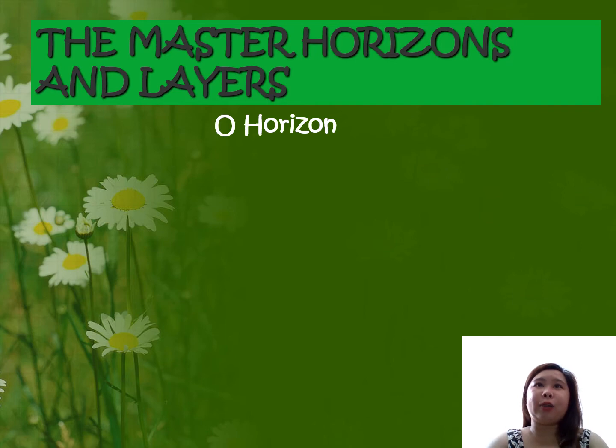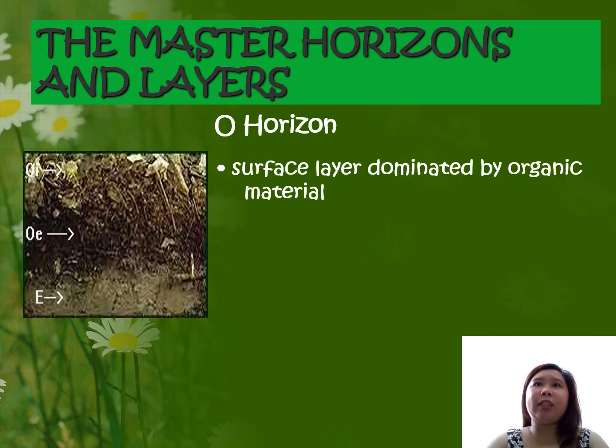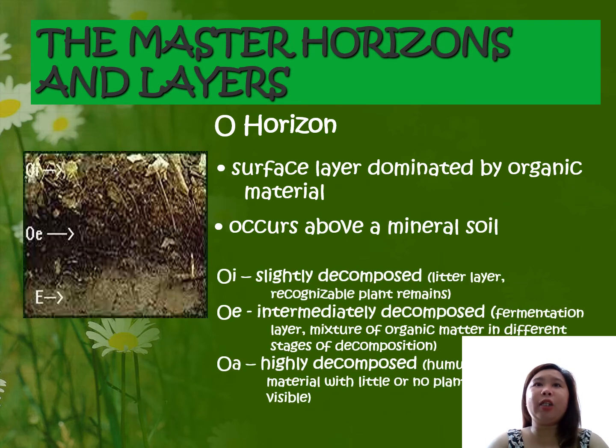So for the O horizon, it is the surface layer of the soil dominated by organic matter. So that's the reason why it is called the O horizon, because it is dominated by organic material, as organic as in O. It occurs above a mineral soil. This horizon can have different nomenclature or subscript depending on the level of organic matter decomposition.